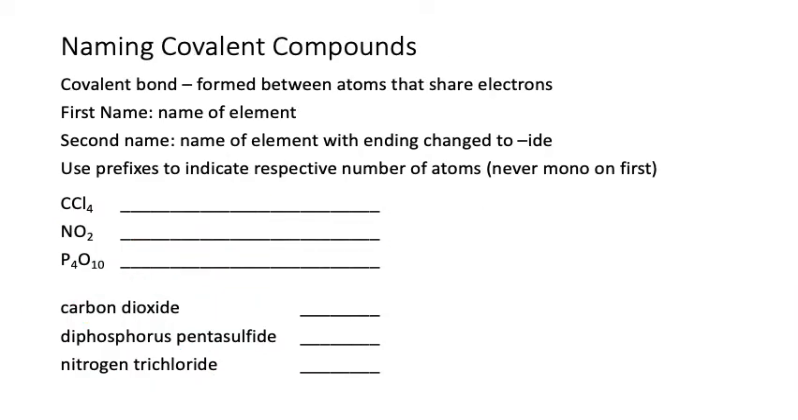Now we're going to switch over to naming covalent compounds. So remember that a covalent bond is formed between atoms that share electrons. So with the first name, that's still going to be our name of our element. The second name is going to be the name of our element changed with its ending to IDE. That's similar to what we just did with ionic compounds.